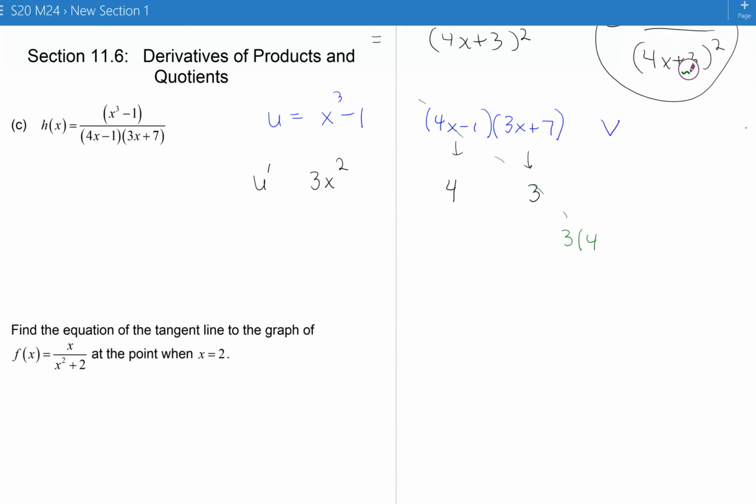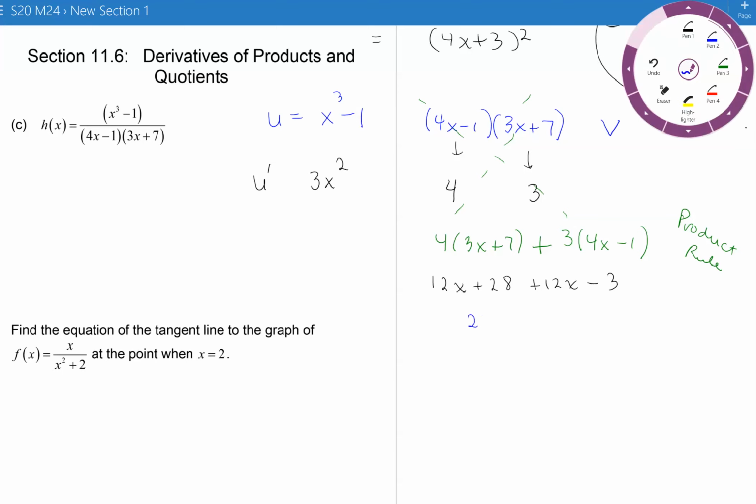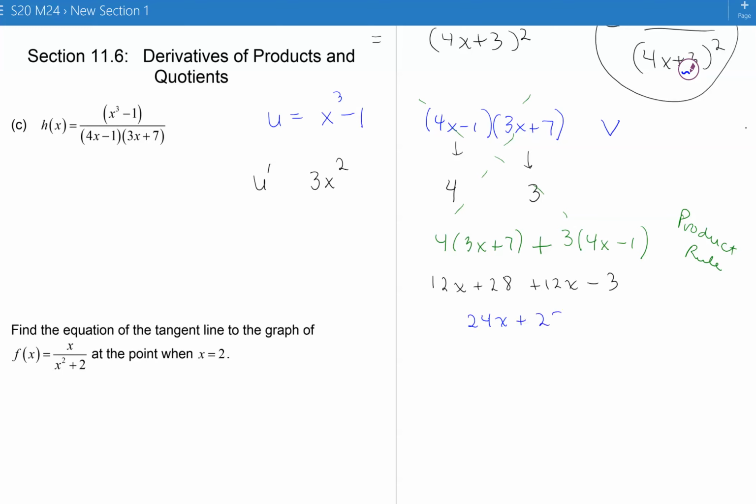So I'm going to have 3 times 4x minus 1 and 4 times 3x plus 7. And I'm adding these because I'm doing the product rule on this product of two functions. So I'm going to have 12x plus 28 plus 12x minus 3, which I'm going to simplify to 24x plus 25.